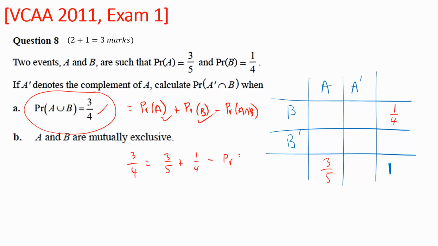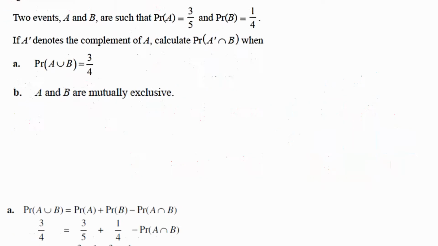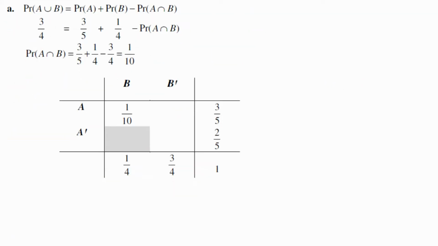So you can rearrange that equation and find the probability of A intersection B. If you can find A intersection B, then you can find the probability of A dash intersection B, which is this region. So the key part is how to find that spot. If I show you the answers, there you go.